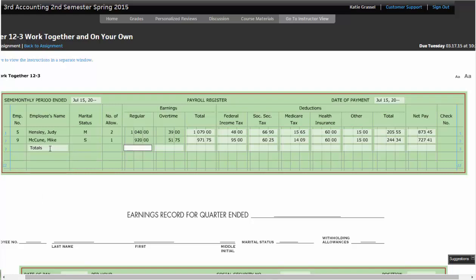There. And we don't have any other heading. Why don't I need to put a date there? The date's at the very top. We know this is going to be the total for this pay period ending July 15th. Does that make sense? Now, I'm going to add regular, overtime, and total. Stop there. Don't keep going any further. Just add up those 3 columns.